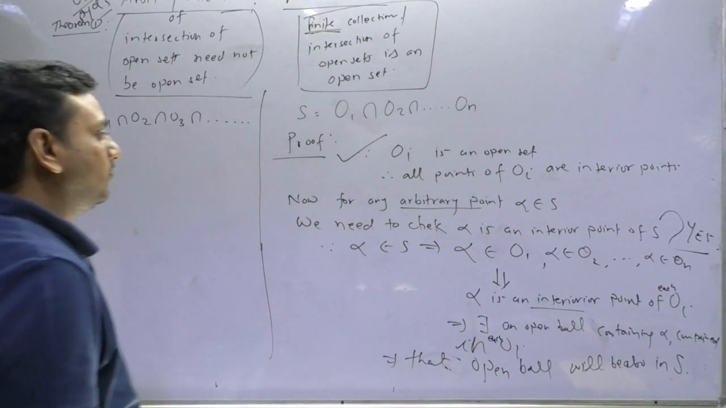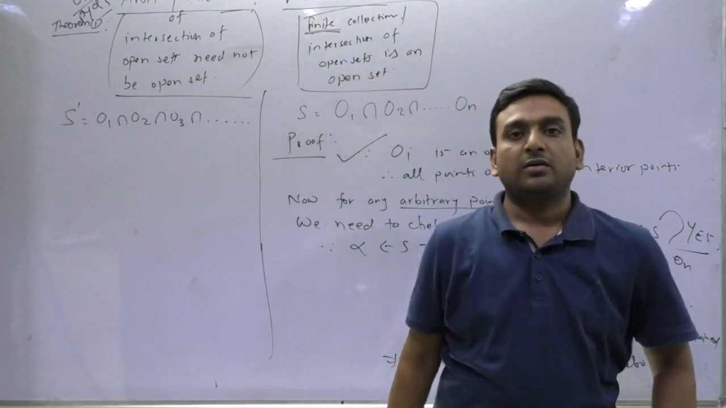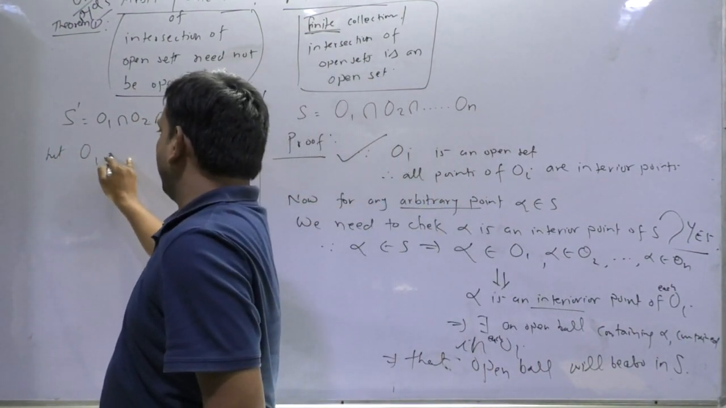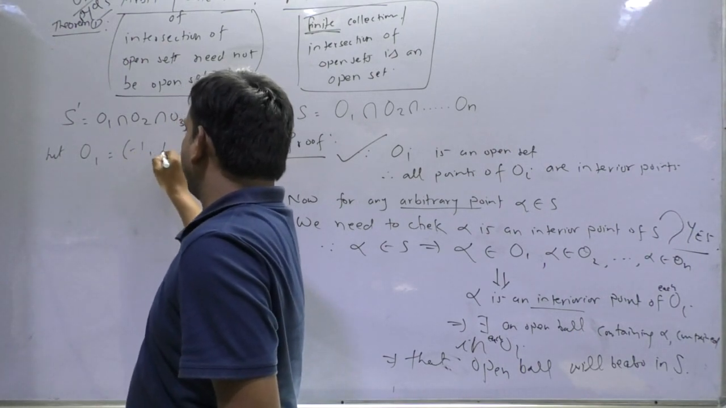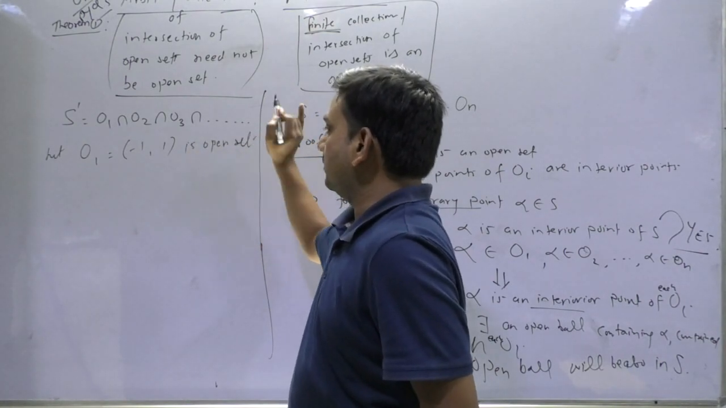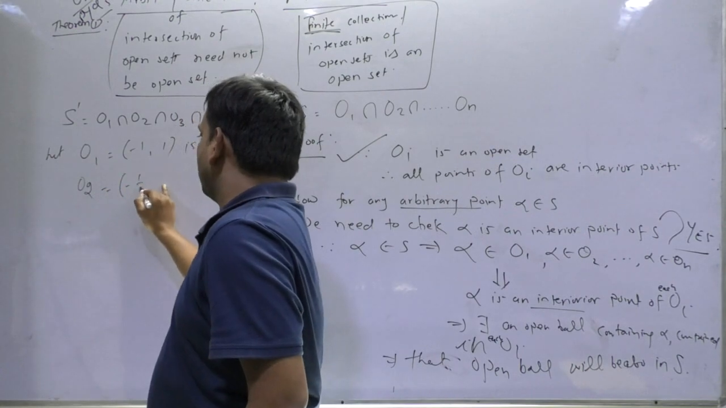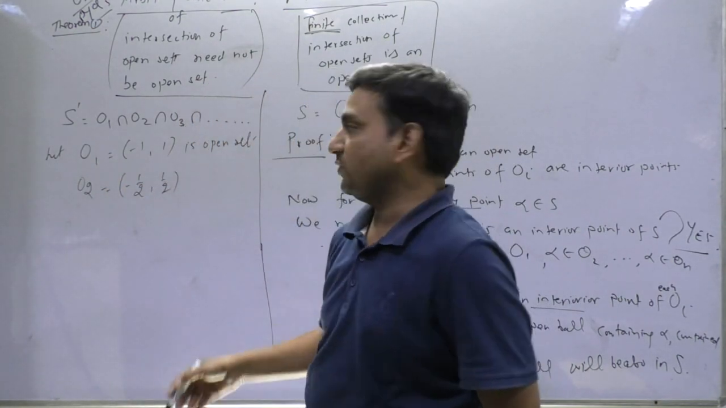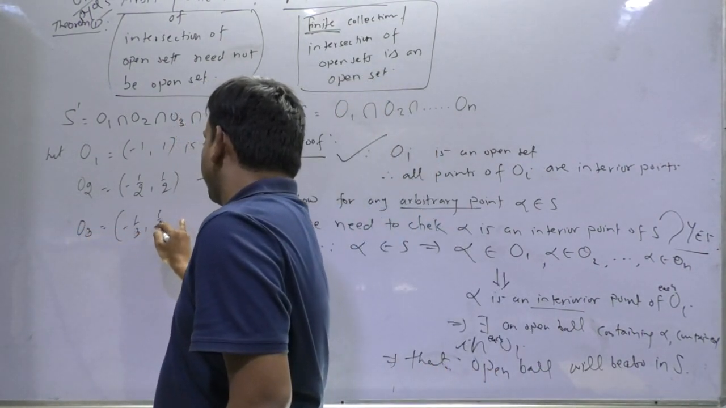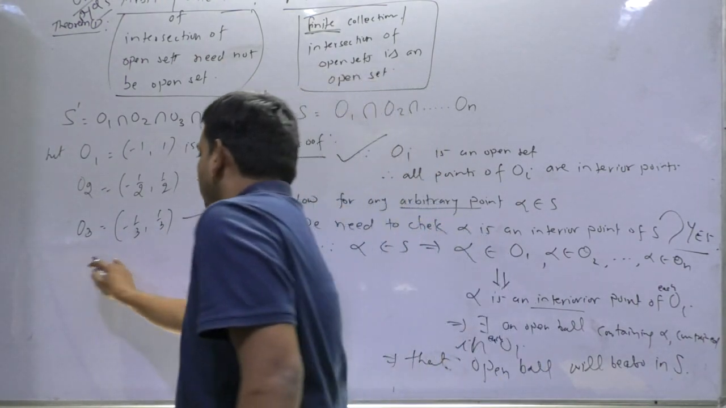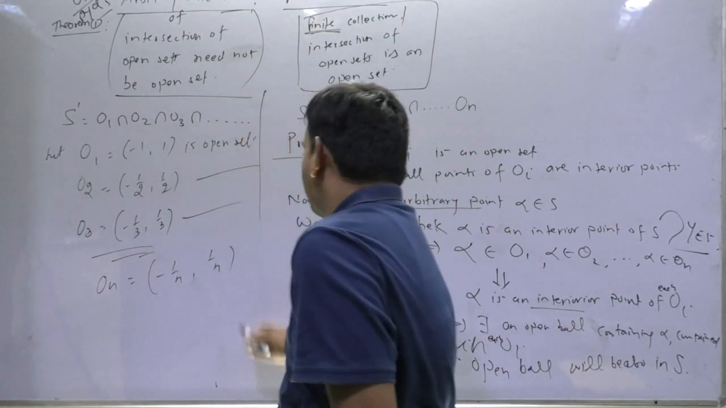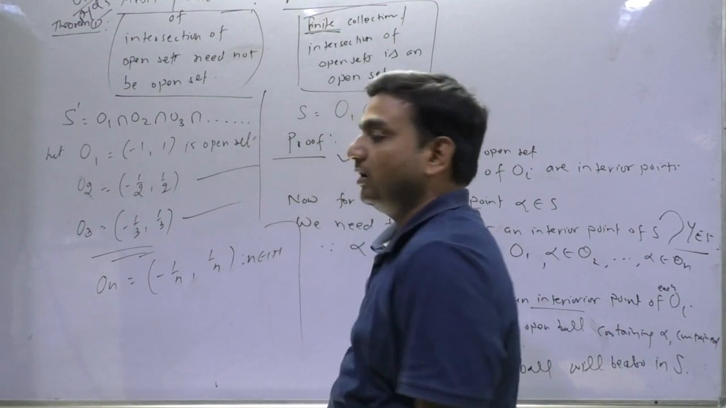Now let's move on. What happens with the arbitrary intersection? So let O1 equal minus 1 comma 1. It is an open interval, so an open set. Let's take O2, minus 1 by 2 to 1 by 2, again an open set. If I take O3, minus 1 by 3 to 1 by 3. Moreover, I can define On as minus 1 by n to 1 by n, where n belongs to the natural numbers.